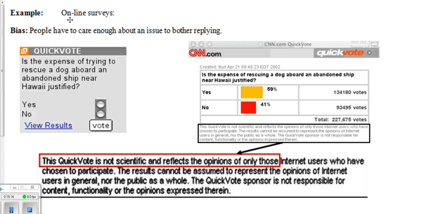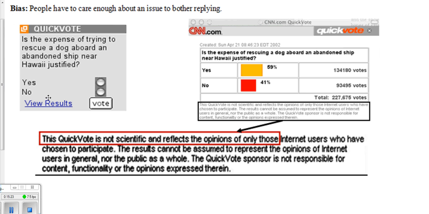Here's an example of a voluntary response, something like online surveys. Again, the bias is that people have to care enough about an issue to bother replying. So here's an example right off the internet. Is the expense of trying to rescue a dog aboard an abandoned ship near Hawaii justified? Now, who's going to take the time to actually answer this? People who really actually care. Who's going to not answer it and just walk away? People who really don't care that much. So really, you're just going to get a lot of very opinionated people.